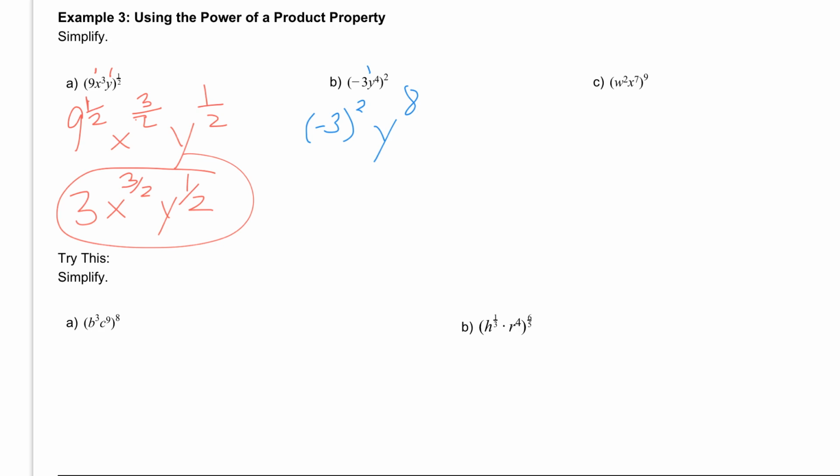Then think back to what we talked about with even and odd exponents. 2 is an even number. Since this negative is in parentheses being raised to that 2nd power, it's going to turn it positive. So -3 times -3 is a positive 9, and then we still have y to the 8th.